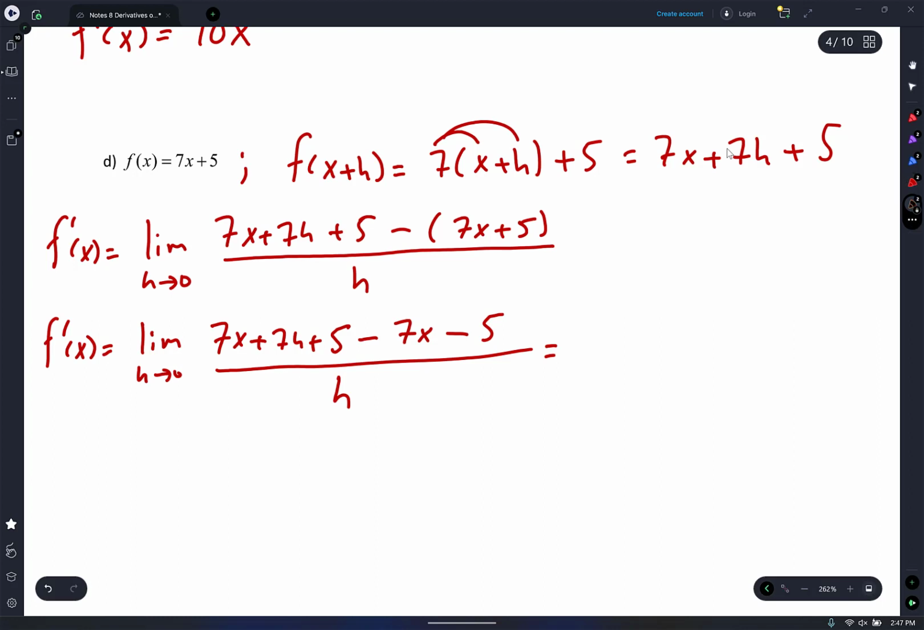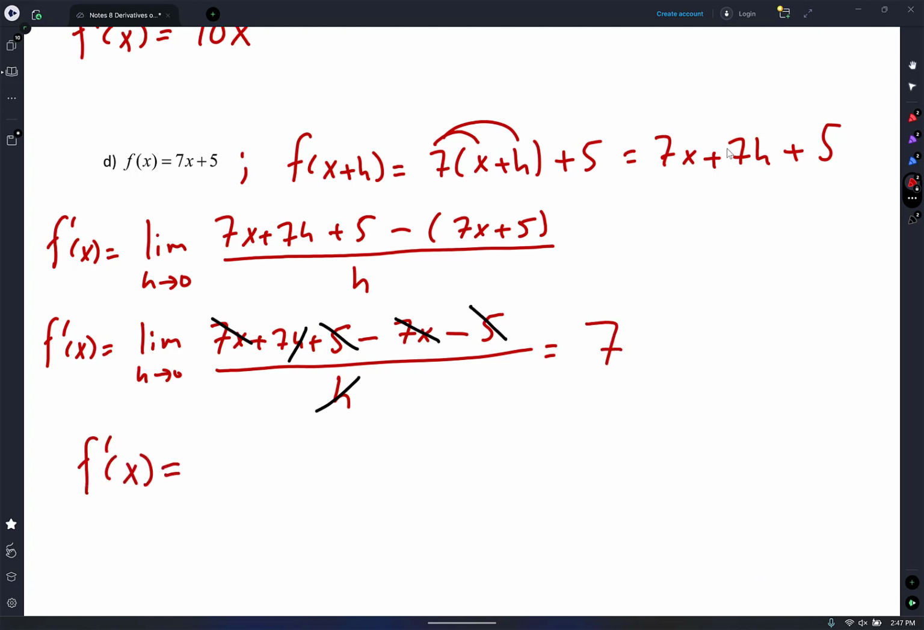Ready to cancel some stuff out, or zero some stuff out first. All right, what zeros out? The 7x and the 5. Now that I zeroed out those, what can I cancel? One of the h's. What do I get? 7. So f prime of x is nothing more than 7.